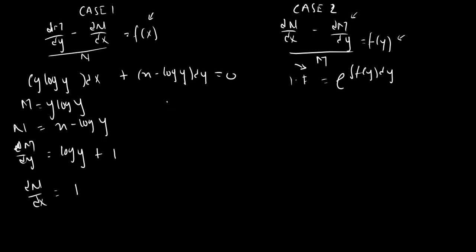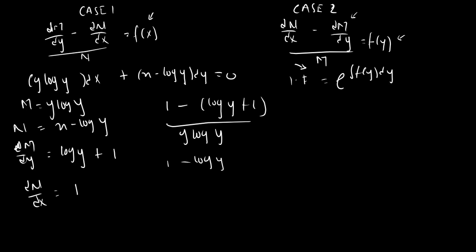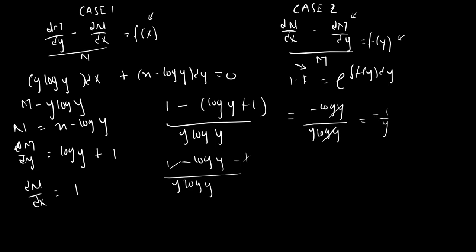So now dN/dx is 1, then minus log y plus 1 over M, and the value of M is y log y, right? So we're going to be simplifying this. We're going to have 1 minus log y, then minus 1 over y log y. So we have this expression, and now we're going to simplify this. So we're going to be having 1 minus 1, right? And this is going to be equal to minus log y over y log y. So here log y is going to cancel out log y, and our final expression is equal to minus 1 over y, and we can see that this is a function of y, and that is exactly what we want.